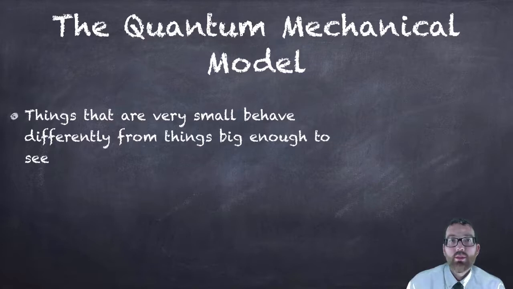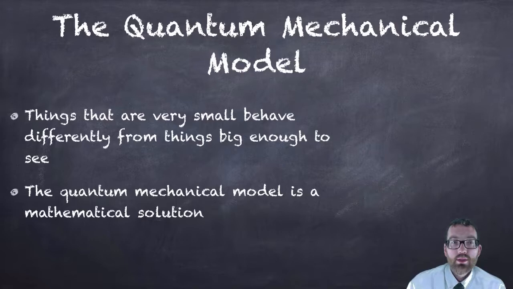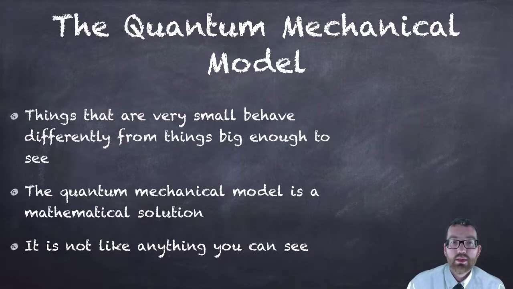So the basics of the quantum mechanical model is that things that are very small, like atoms and electron orbits, behave very differently from things that are big enough to see, like planets revolving around the sun. So it's important to note that the quantum mechanical model is a mathematical solution. You can't see it, and it's very hard to test outside of mathematics.